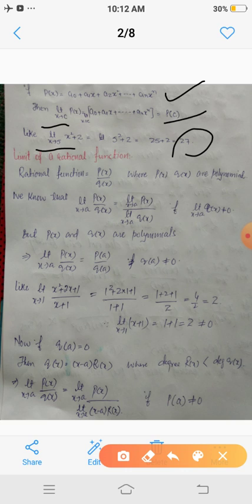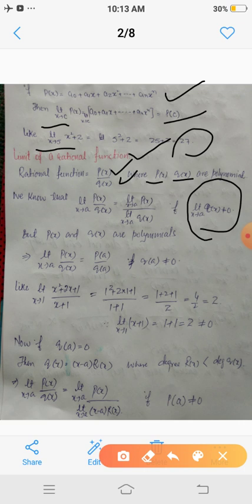Now today we are going to discuss how to find the limit of a rational function. You know that a rational function is of the form p of x upon q of x, where p and q are polynomials. We know that the limit as x tends to a of p of x upon q of x is simply the limit of p of x upon the limit of q of x, if the limit of this denominator is not equal to 0.